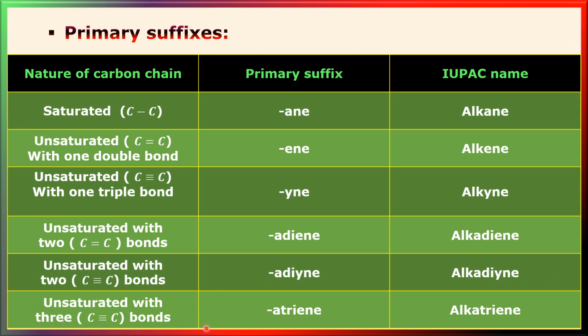Unsaturated with three triple bonds: atriyne. The IUPAC name is alkatriyne. Okay. So these are the primary suffixes we have to use depending upon the nature of the carbon chain, whether it is saturated or unsaturated, containing only one double bond, two double bonds or triple bonds, depending upon the number of bonds. We have to use the appropriate suffix for that. That means these suffixes we have to add to the root word.